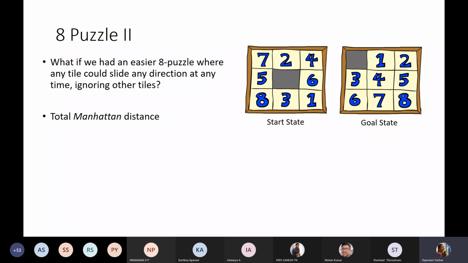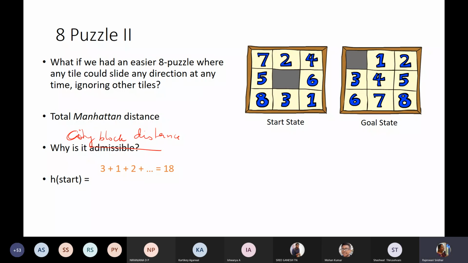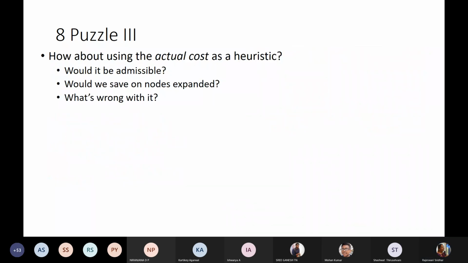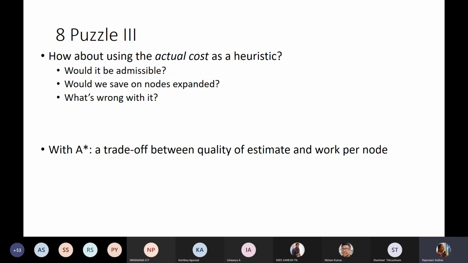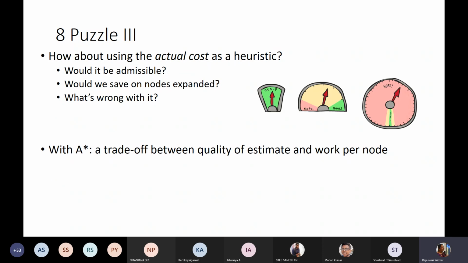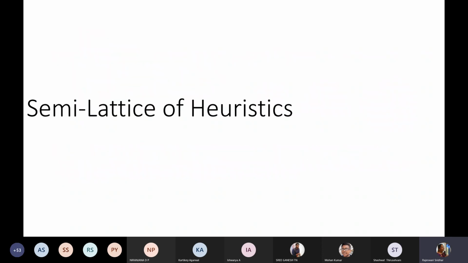You can have another distance called Manhattan distance, otherwise called city block distance, which is just the sum of all the edge costs. That is called Manhattan distance. This is just an example, you can take a look at it.